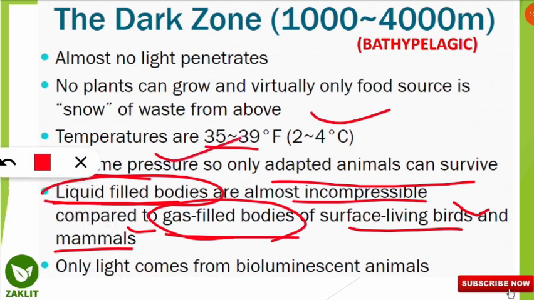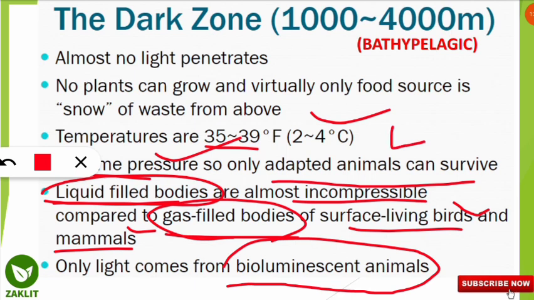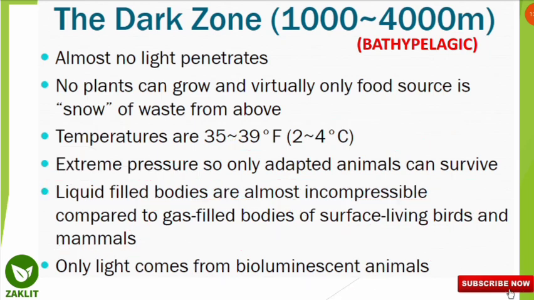Next thing is, the only light comes from the bioluminescent animals. Bioluminescent animals are the animals which generate light from their body with the help of one chemical which is known as luciferin, and the enzyme behind it is luciferase. So you should note down, luciferase enzyme के वजह से bioluminescence मिलता है animals में, and that is the only light source in this zone.